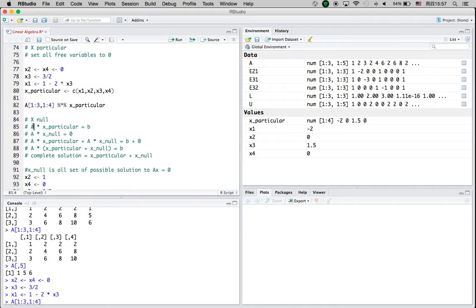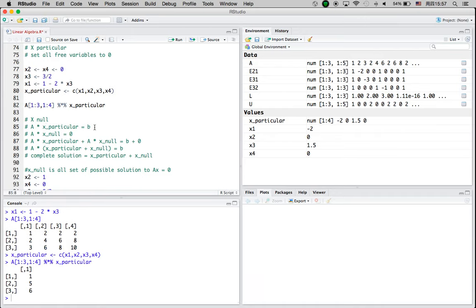So notice that A times x particular, which we just verified, gives us B, which is the constant term. And we also just talked about the null space. A multiplied by the null space returns 0. Now if we take the sum of these two, A times x particular plus A multiplied by the x null is equal to B plus 0.